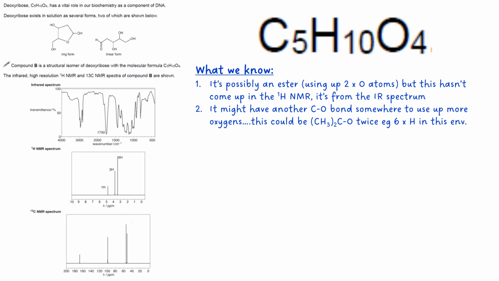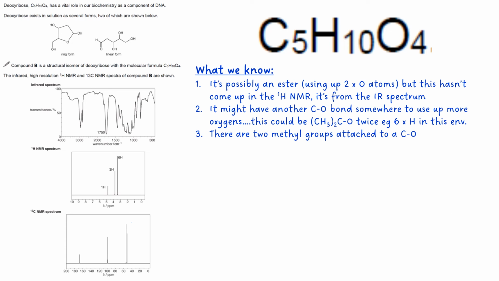We know it's possibly an ester, but it didn't come up in the hydrogen NMR spectrum. It came from the infrared spectrum. It might have extra C-O bonds elsewhere in the molecule. There seems to be some suggestion that there's other C single bond O groups, not just the ester group. Now we do need to use up 4 oxygens, and the ester only allows us to use up 2, so that is still on the table.